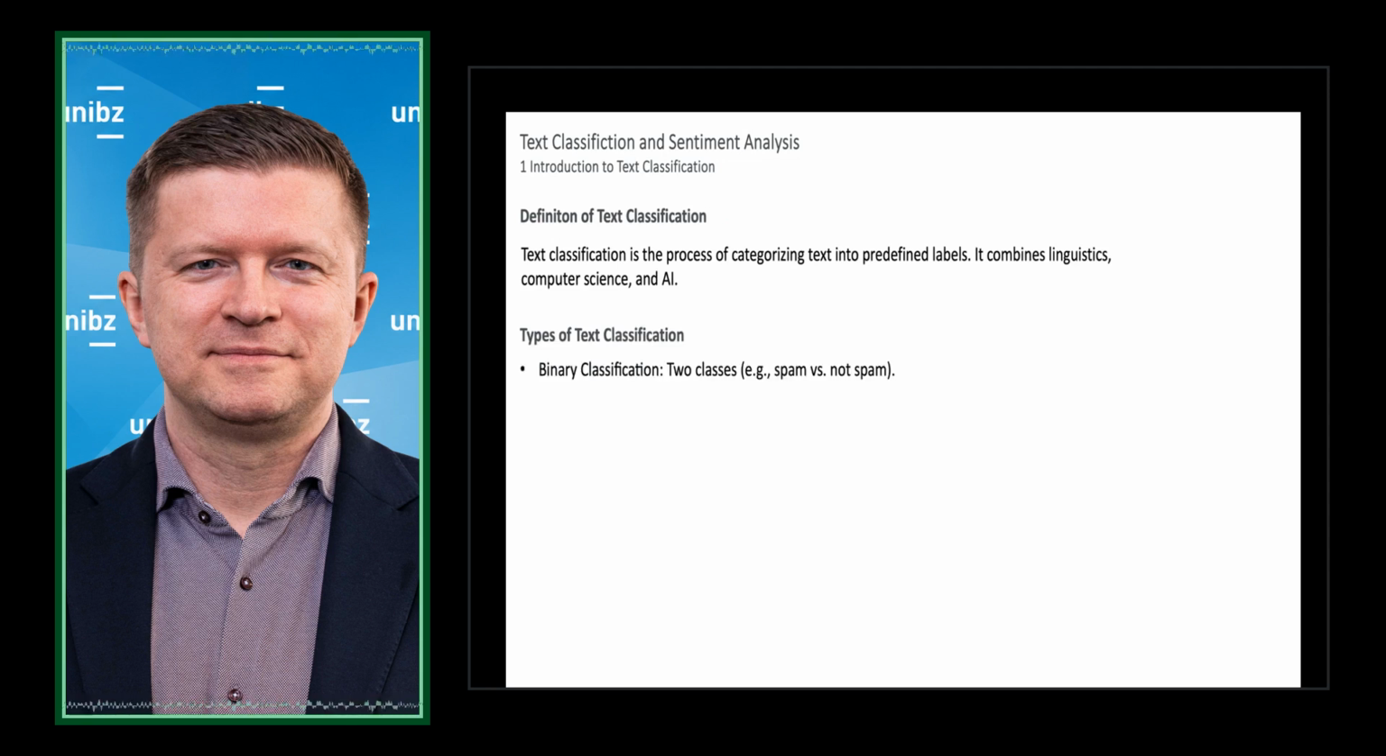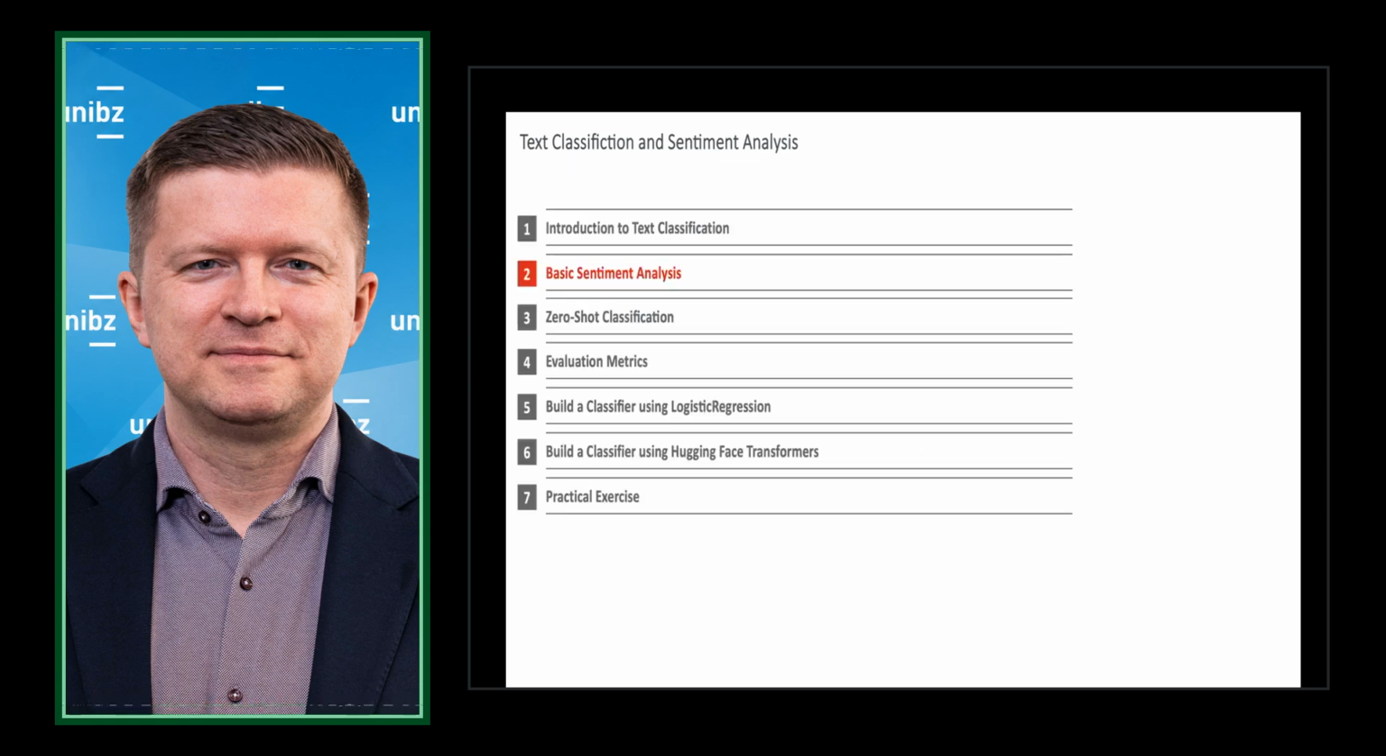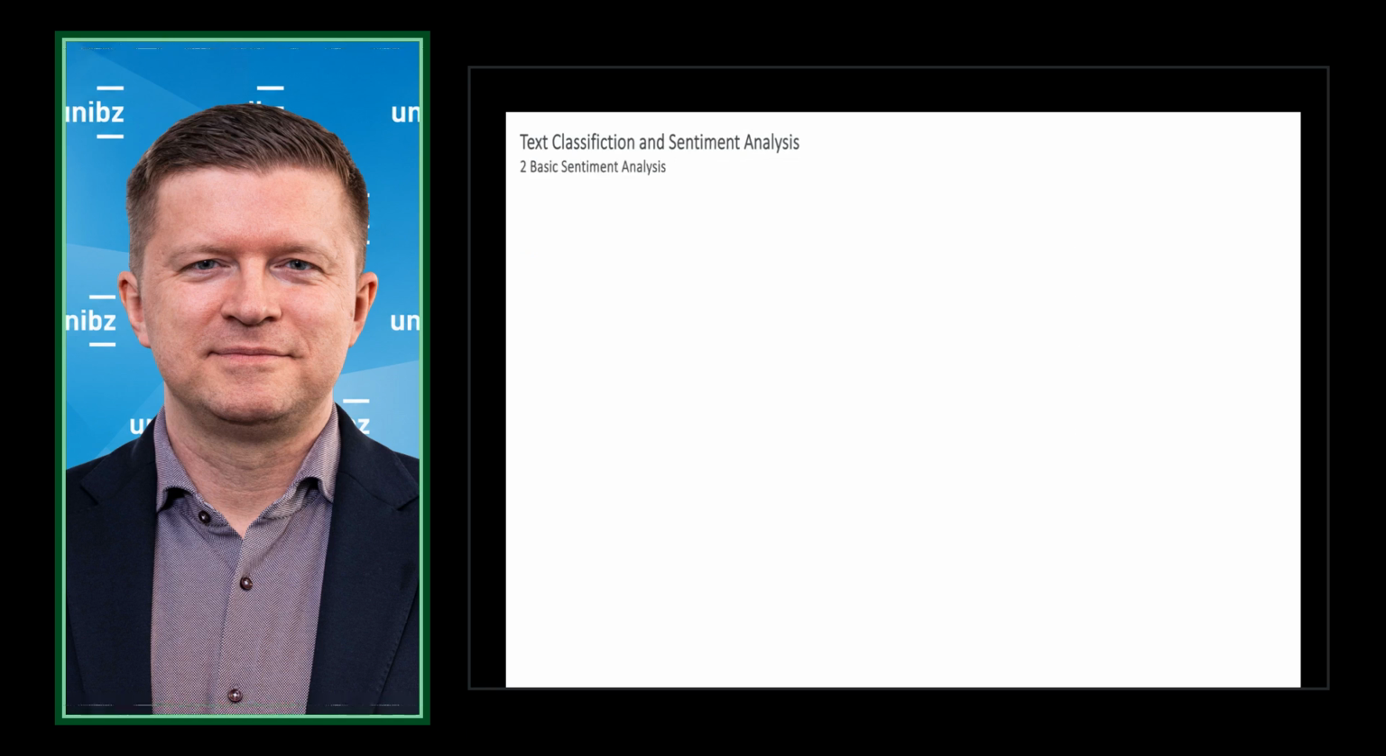The first one is binary classification. So we have 2 classes. Again, something like spam or not spam. We have multi-class classification. That's more than 2 classes. For example, we could categorize different topics. And we have multi-label classification, meaning assigning multiple labels to the same text. So that's also possible. And a very classic example for classification is, of course, the mentioned sentiment analysis.